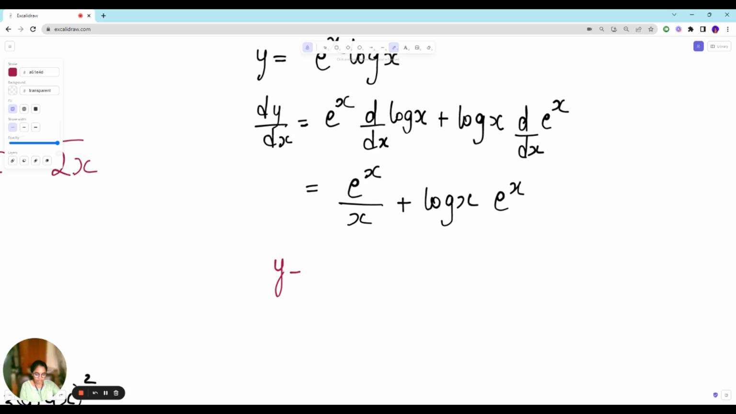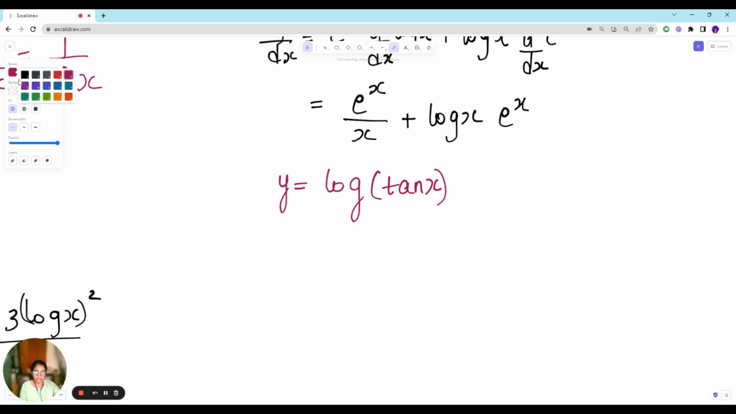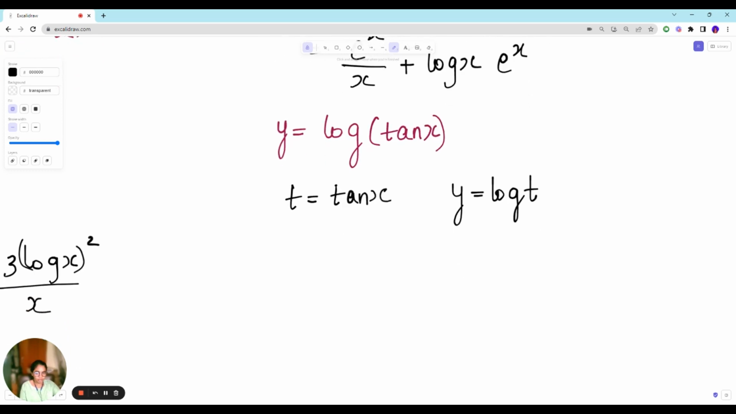Now, what if we have y is equal to log of tan x? Yes, log of tan x. How would I solve this? Let me take t is equal to tan x. What happens to the given question? It becomes y is equal to log t. Correct? Now, what is dt by dx? Dt by dx is equal to differentiation of tan x, which is secant square x.